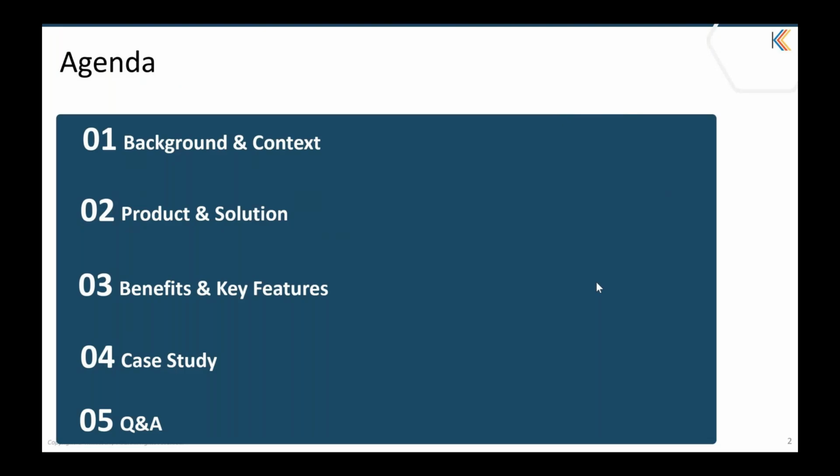So here's the agenda for today's session. We'll have some background and context of what the utility interconnection for the DER is, why it is required, and what is driving the utility interconnection requirements. Subsequently, we will go into the products and solutions provided by ASC Calcutta, and we'll also walk you through the benefits and key features of these products, concluding with a case study of a real world deployment, which is in production for more than 2 years.